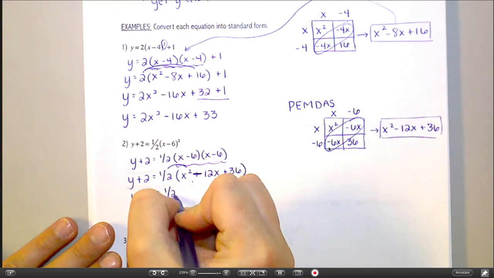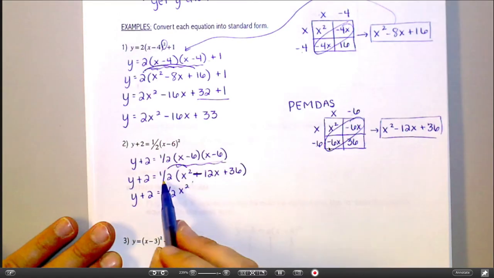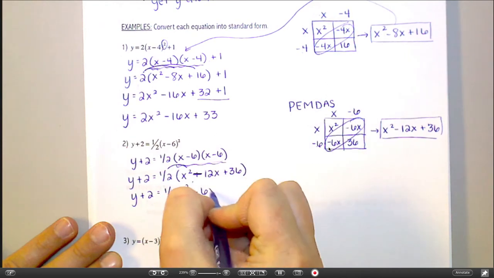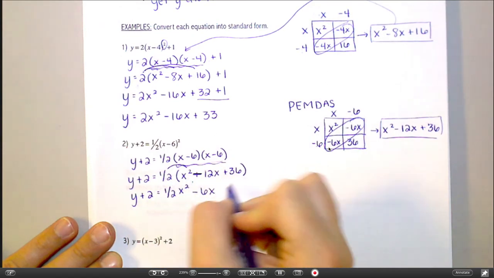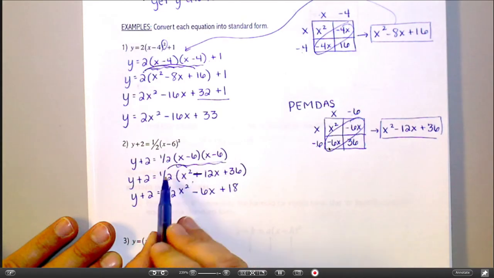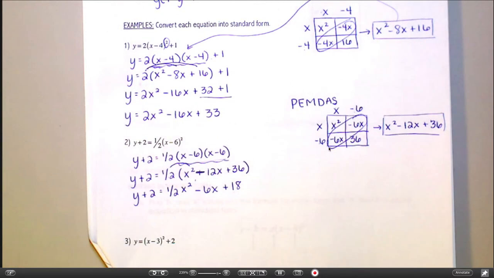So this is y plus 2 equals 1/2 x squared. 1/2 times 12 is going to be 6. And 1/2 times 36 is going to be 18. Okay, so I did 1/2 times x squared, 1/2 times 12x, and 1/2 times 36.